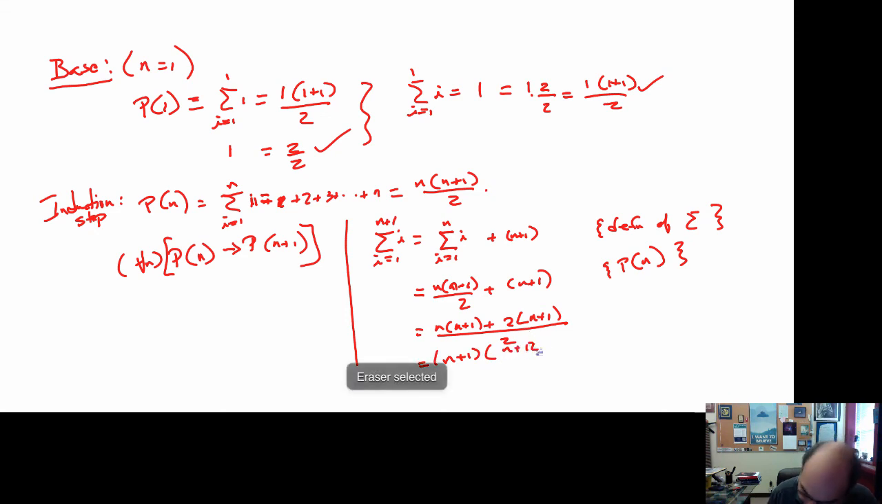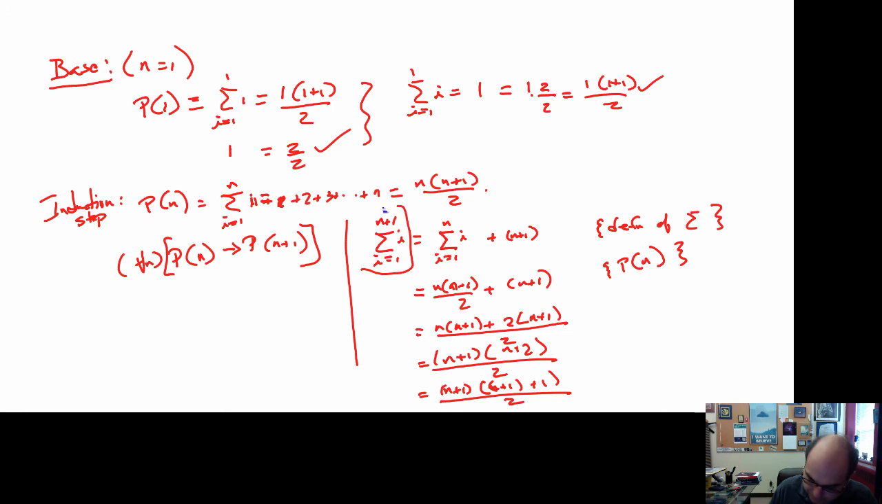Oh, not 12, not 12. n plus 2 over 2, and I guess just to be pedantic, I'll write that as n plus 1 times n plus 1 plus 1 over 2. And so this is equal to that, which is exactly what we meant to show. Okay, so this is all just algebra.